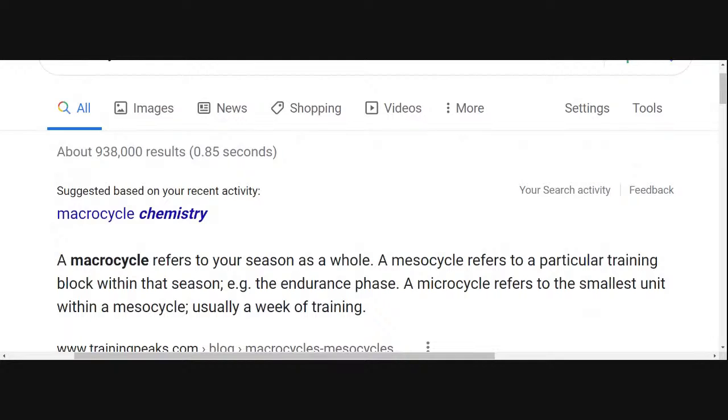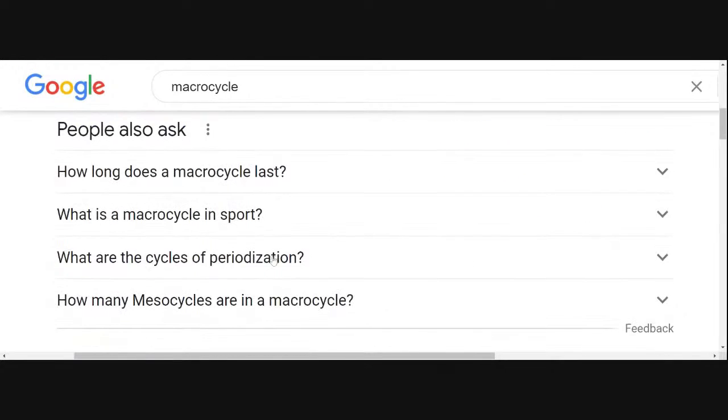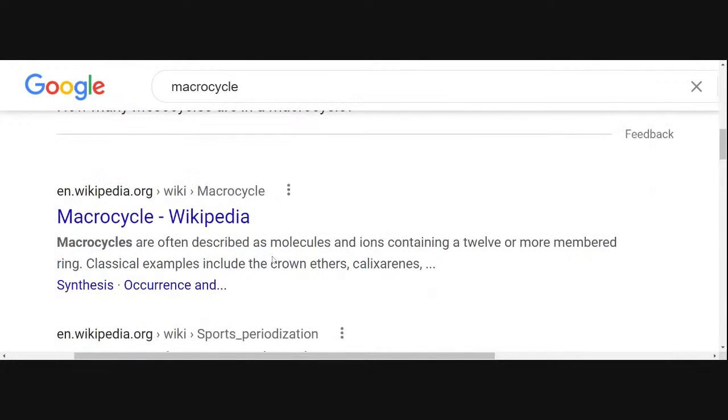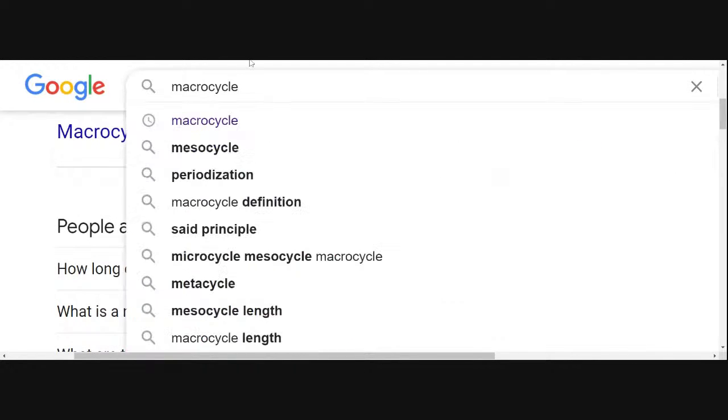So now, they say a macrocycle refers to your season as a whole. A mesocycle refers to a particular training block within that season, e.g., the endurance phase. Okay, all right. A microcycle refers to the smallest unit within a mesocycle, usually a week of training. So, macrocycle is dealing with the whole picture. Okay, now let me go to the crown ethers that I wanted to go to.